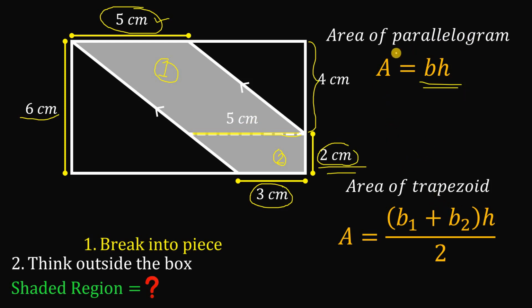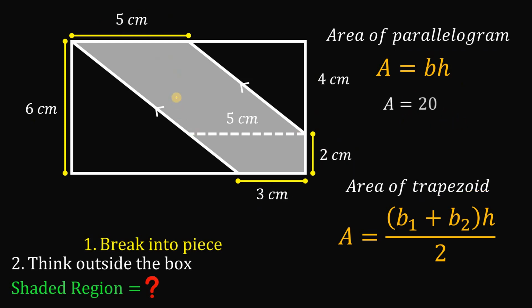Now at this point, we can get the area of this parallelogram and the area of the trapezoid. After that, if we add them, that is the area of the shaded region. So let's do that. The area of the parallelogram must be equal to 5 times 4, which is the base and the height. And 5 times 4 will give us 20. So the area of this parallelogram must be equal to 20 square centimeters.